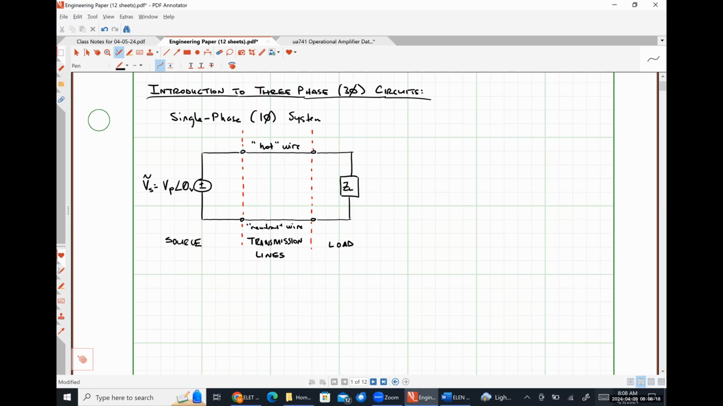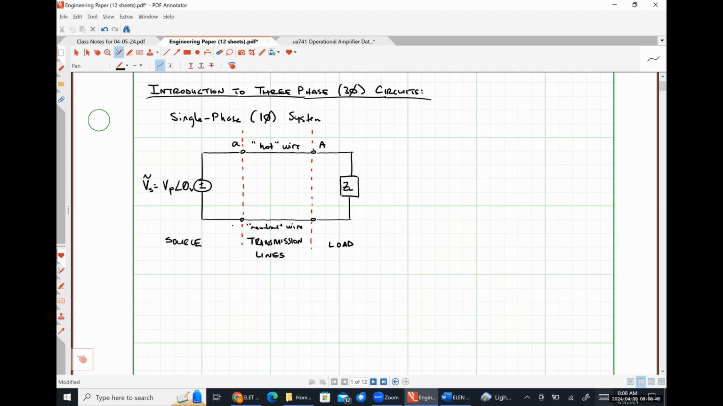Okay. So I'm going to use a notation that's going to help us understand what different quantities mean when we're looking at things. So on the source side of things, I'm going to typically use lowercase letters. So I'm going to call this terminal here terminal A for our hot wire, and the lowercase a is for the source side. And then I'm going to put an uppercase A over here on the right-hand side to let us know that we are on the load side of the transmission line.